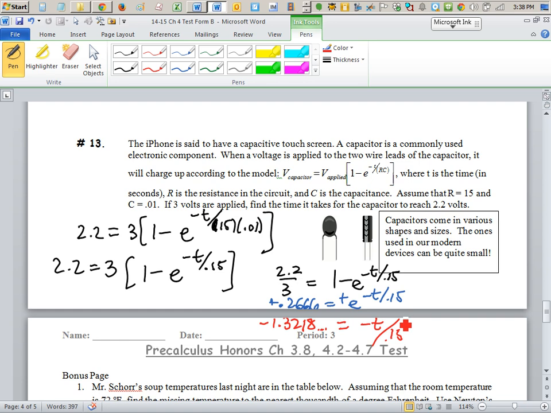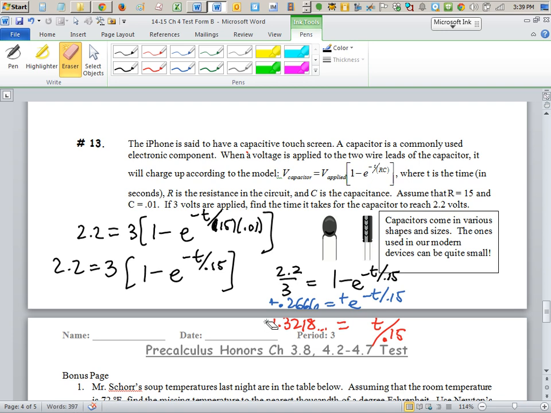Equals negative t over 0.15. Then you cancel the negatives again, like that. And lastly, multiply over 0.15. So this looks like a t here, but this is a positive sign. I'll just erase it. Okay, so basically the negatives canceled out.